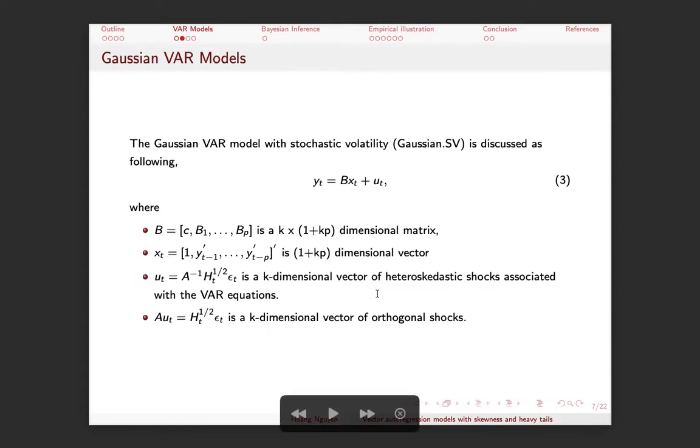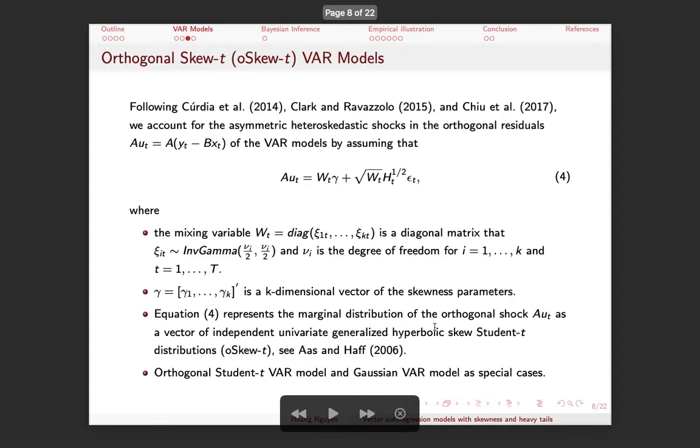So in short, we can write Yt in terms of multiple linear regression with a Gaussian structural noise Ut. And the idea here is that we will extend the Ut for a heavy tail distribution and skewness. So if we write A times Ut as a diagonal matrix times a vector of independent Gaussians, that makes a k-dimensional vector of orthogonal shock. So the first step is that we will write this orthogonal shock in terms of a mixture of mean and variance.